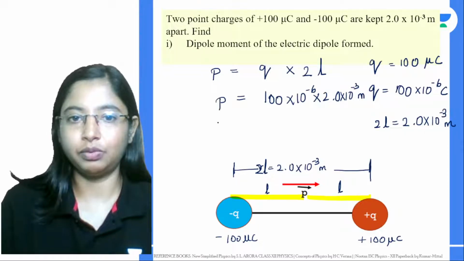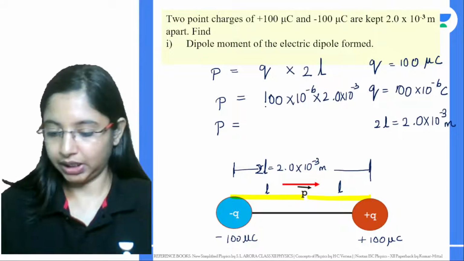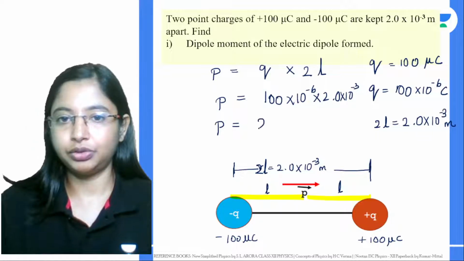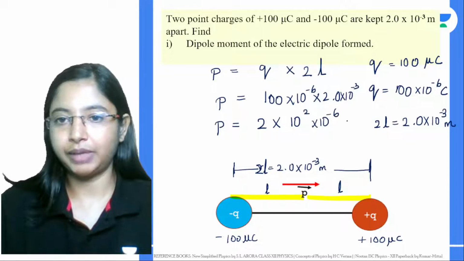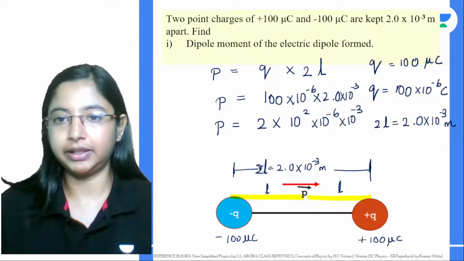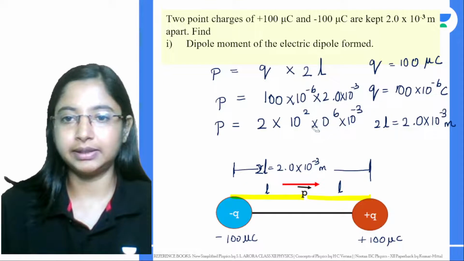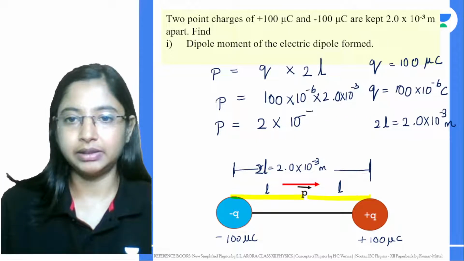From here, what will be the dipole moment? If you solve this, you will get the dipole moment as 2 into 10 square, 10 to the power of minus 6, 10 to the power of minus 3. So this entire thing, minus 3, minus 6 plus 2, will become minus 7.